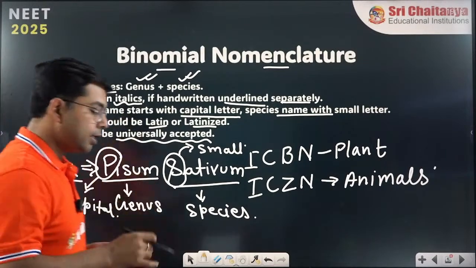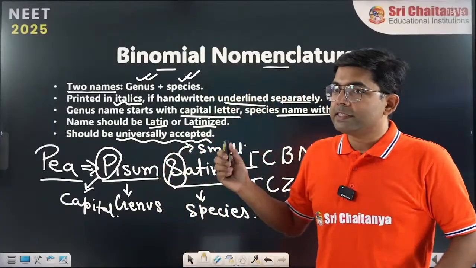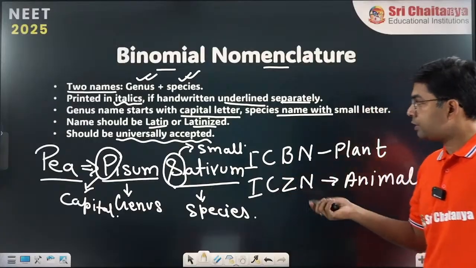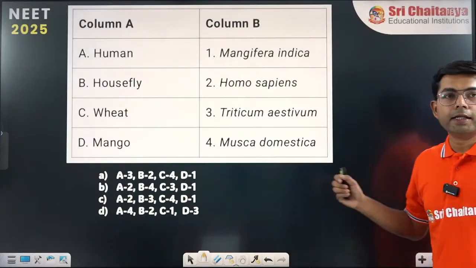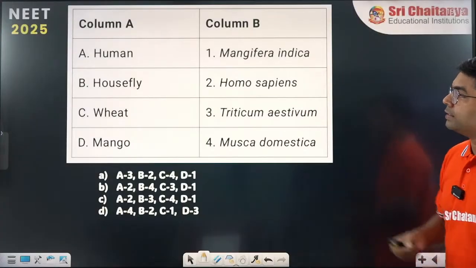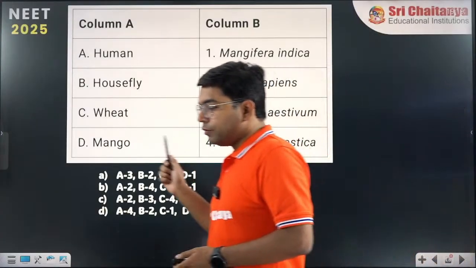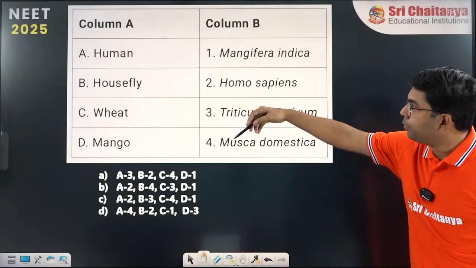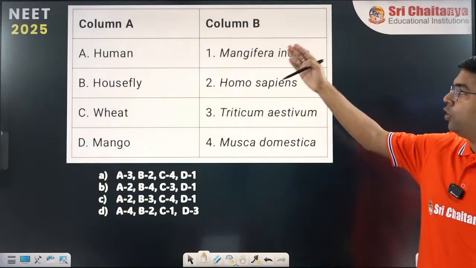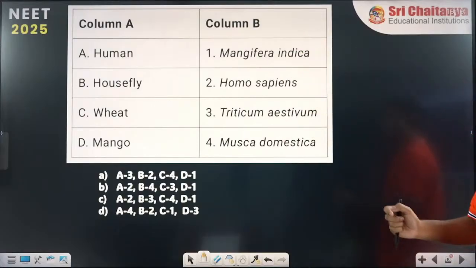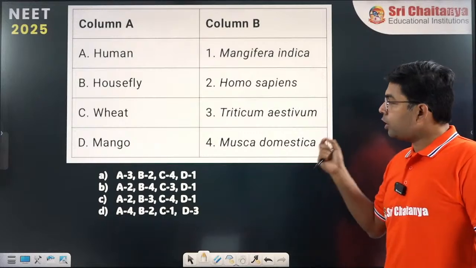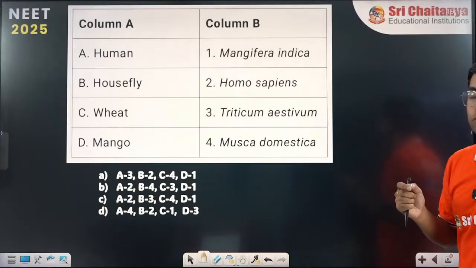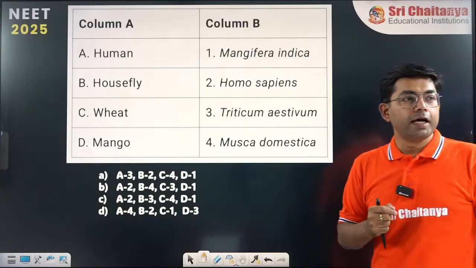So now again, a question. This is a question from biological names, binomial nomenclature. Quickly answer, all of you. It is a match the following type of question. Here you have to match column A and column B. First is human. So what is the biological name of human? Housefly, wheat and mango. So I am waiting for the answer.